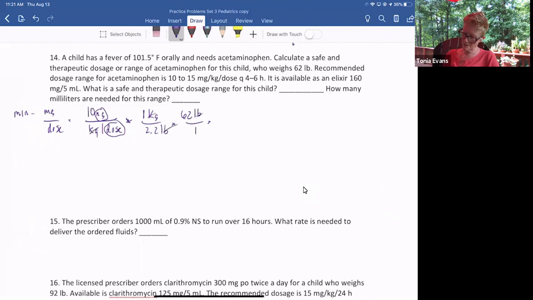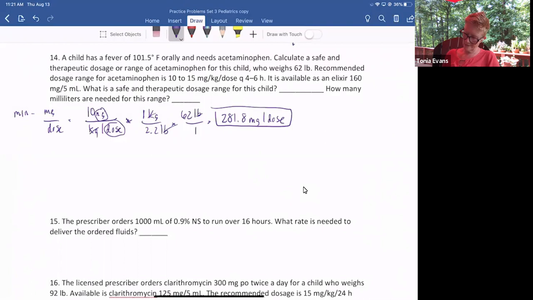Pounds, kilogram leaves us with milligrams per dose. Oy vey. 10 times 62 divided by 2.2 equals 281.8 milligrams per dose. Remember, when you take an exam, always box your answers.